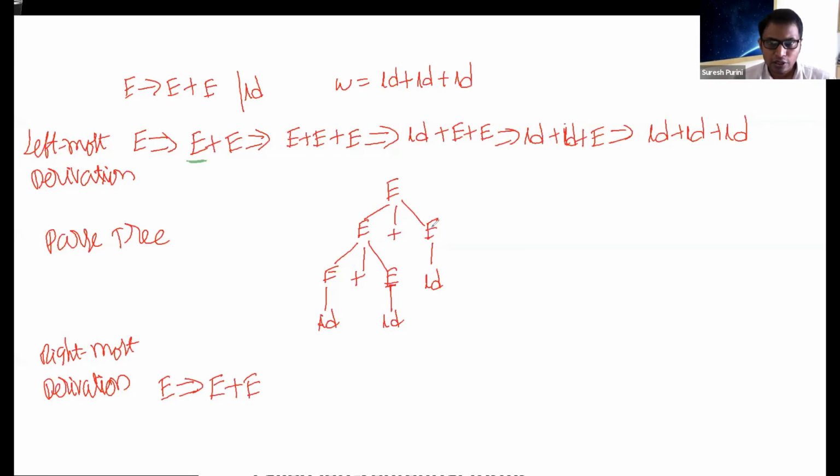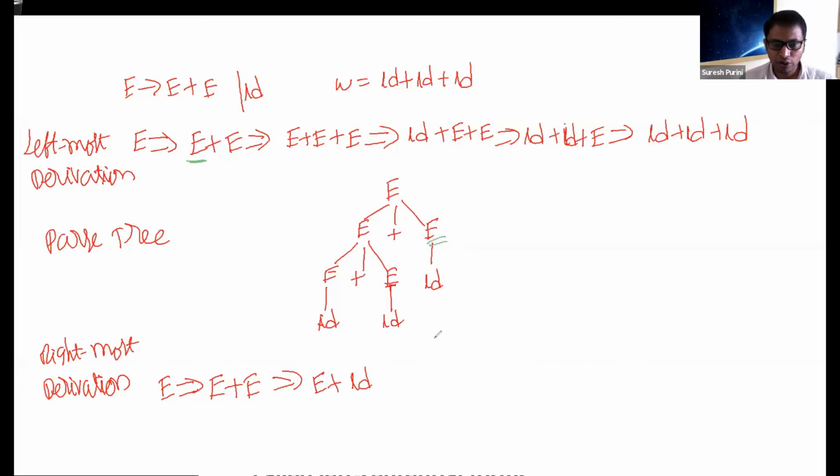Since we are trying to discover a rightmost derivation, we go to the rightmost child of the root and see how it got expanded. Here you can see this is the rightmost child of the root, and the substitution rule that we used here is E gets expanded to ID. So this is the substitution rule that we did. Now we write E goes to ID, E plus ID.